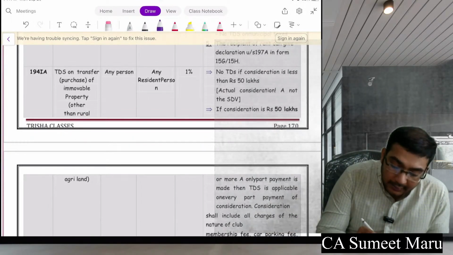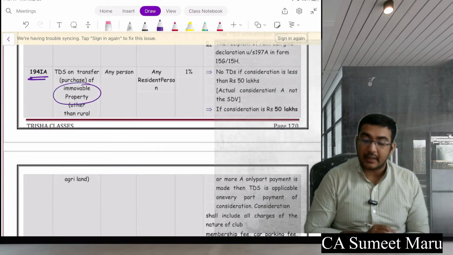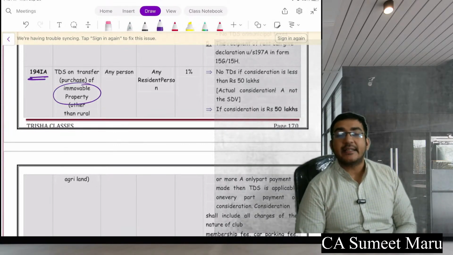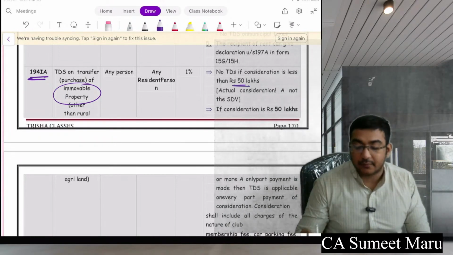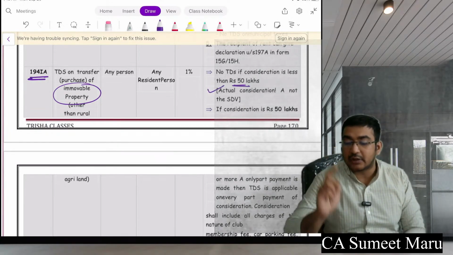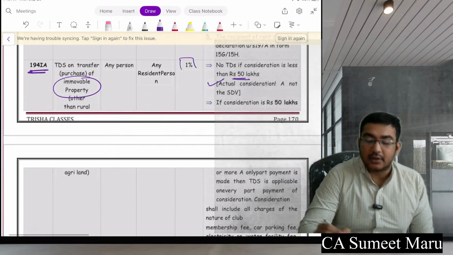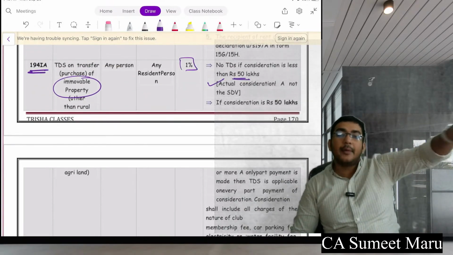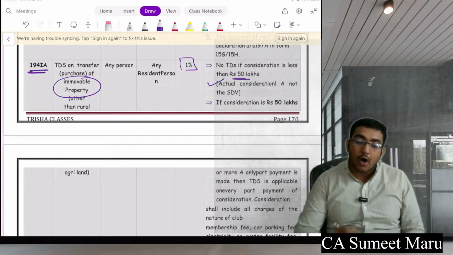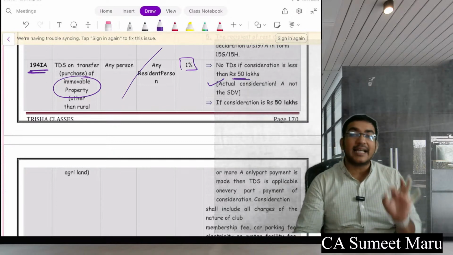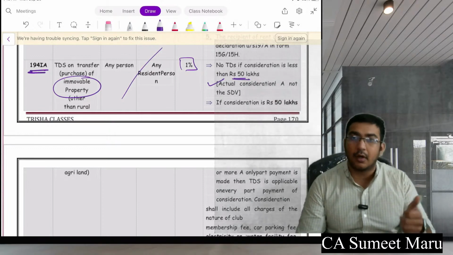Next, then 194IA TDS on transfer of immovable property. Any person who is transferring the immovable property, if the property price is above 50 lakhs, actual consideration or SDV, actual consideration. So 1% TDS has to be done. So for example, if you purchase new property and you are giving a payment, so on this payment 1% TDS has to be done even by an individual as well. All the persons, if the property is above 50 lakhs, actual consideration, 1% TDS would be done at the time of payment or credit, whichever is earlier.